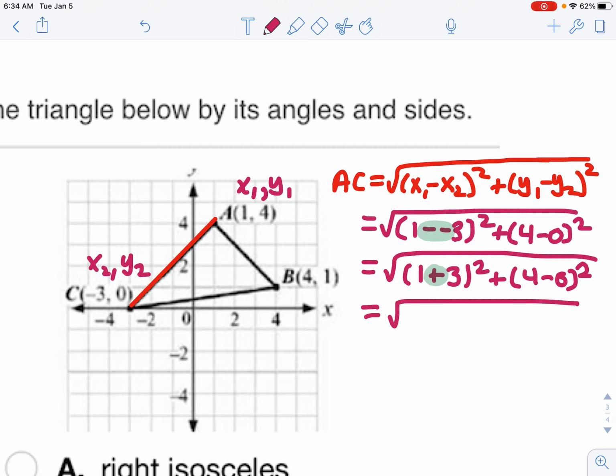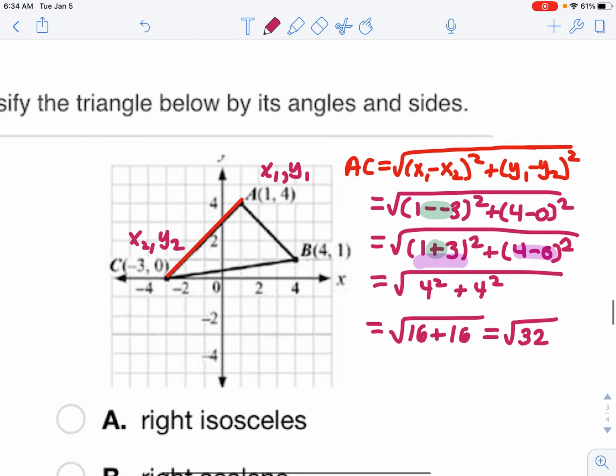Now it's just a bunch of easy calculations. Don't be daunted, don't be scared, don't be terrified. We just have 1 plus 3, which is 4, squared, and 4 minus 0, 4 squared. So again, just make sure we keep our work organized. 4 squared plus 4 squared, I get 16 plus 16, radical 32.